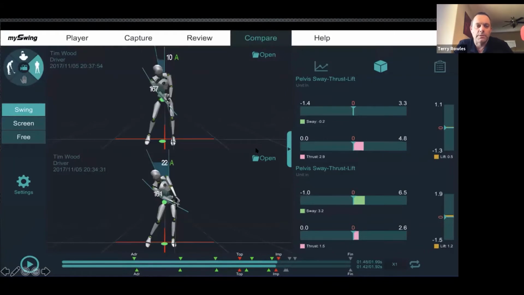This is the consequence on the swing of a closed face versus open face. So you can see in the bottom one, 22 degrees of side bend, measured by the my swing system, and the top is only 10 degrees. So the range we see on AMM is about 22 to 38 degrees in side bend.